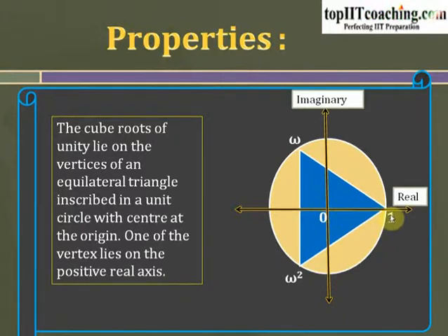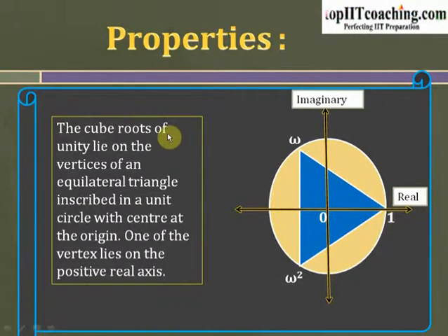Also one of its roots, that is 1, lies on the real axis. 1 is a positive real number, therefore this root lies on the real axis. This is omega and this is omega square, and these 3 are the cube roots of unity. These three cube roots of unity lie on the vertices of an equilateral triangle which is inscribed in a unit circle with center at origin. One of its vertices, that is 1, lies on the positive real axis.